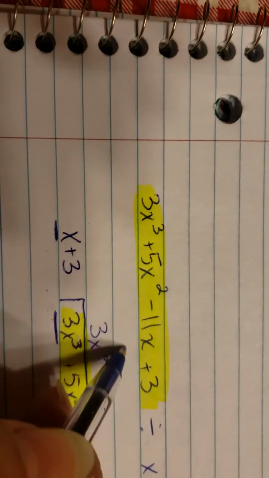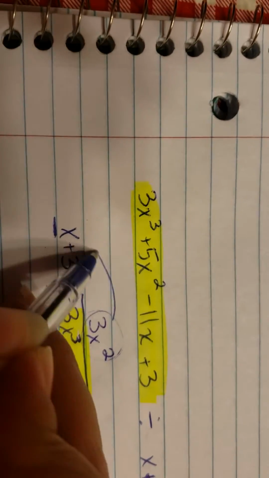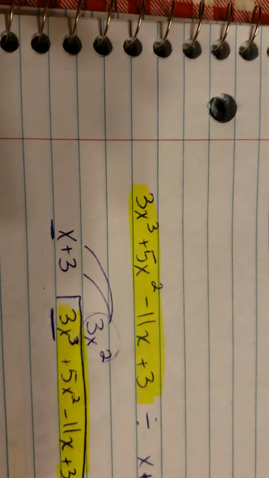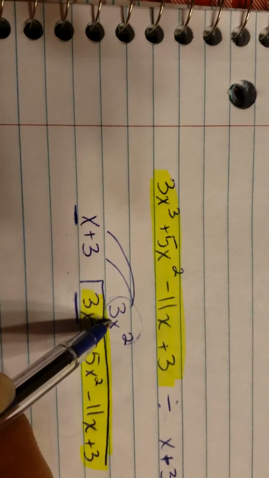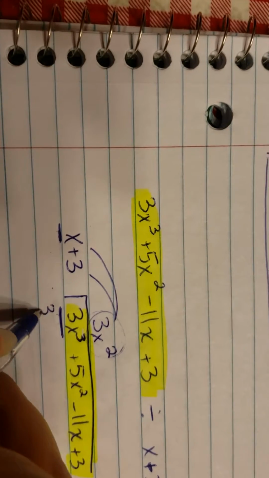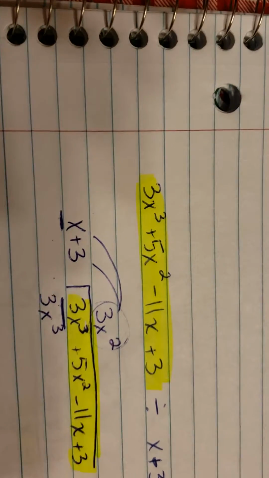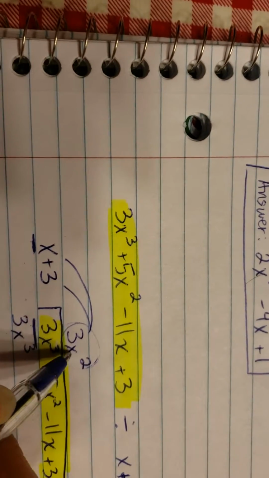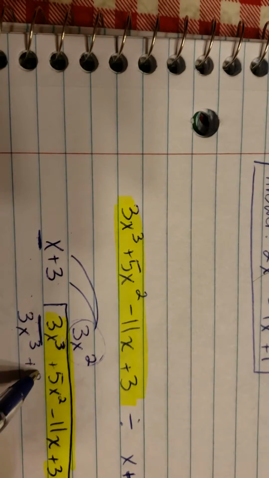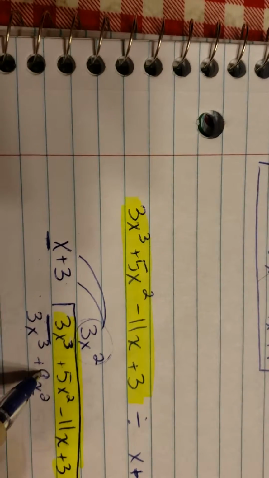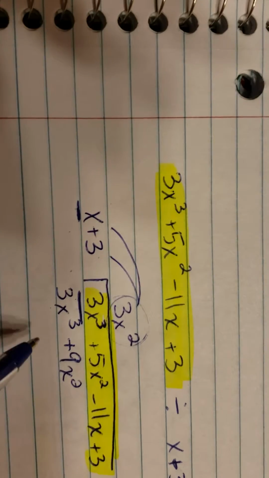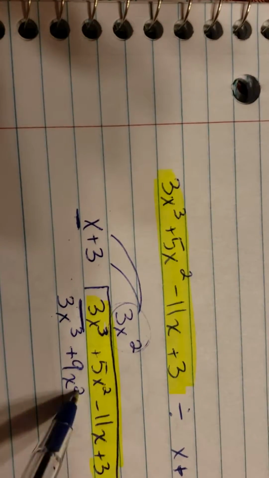We're going to go ahead and multiply now. So 3x squared times x, and then 3x squared times 3, one at a time. 3x squared times x is 3x cubed, and it goes right underneath this term. 3x squared times 3 is 9x squared. And typically, if you're doing this correctly, you're going to notice that the powers line up.